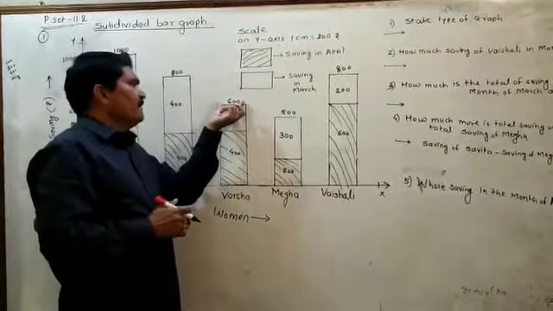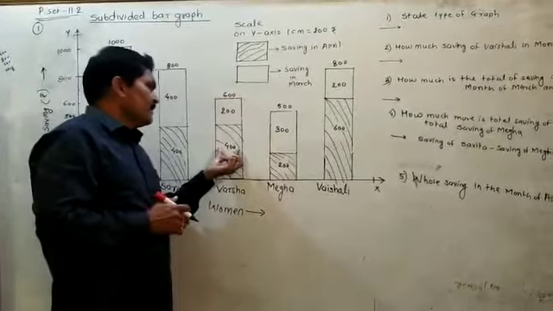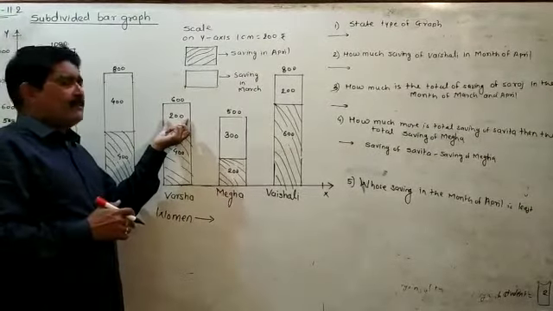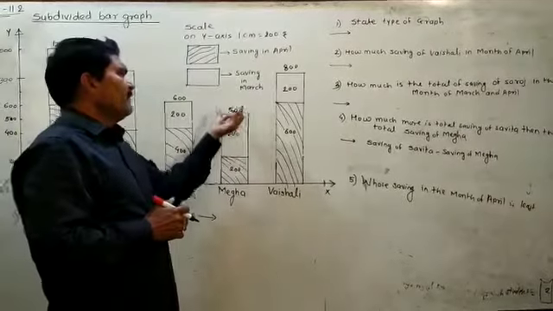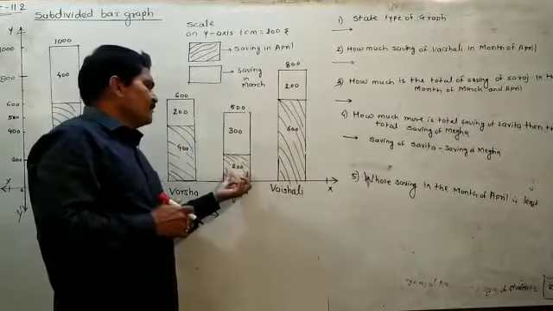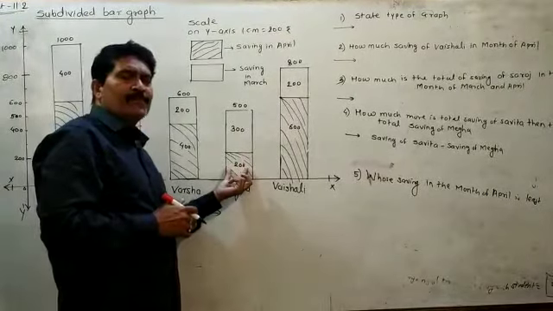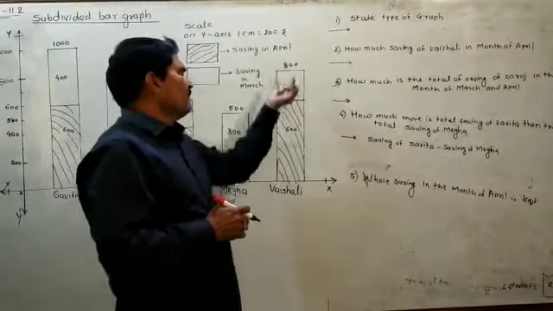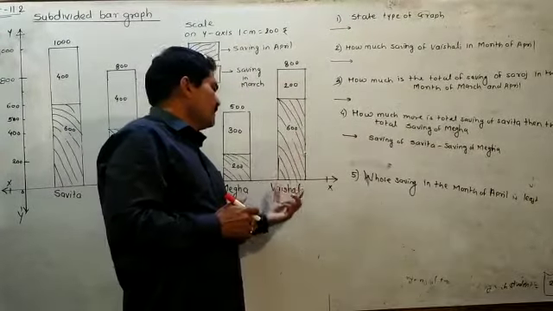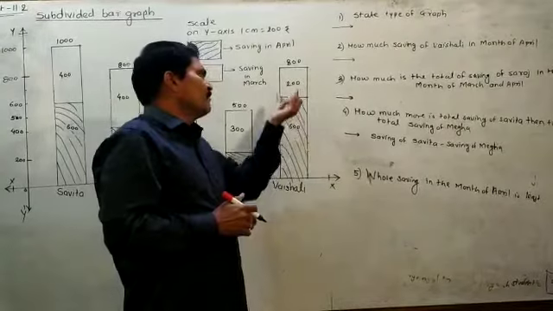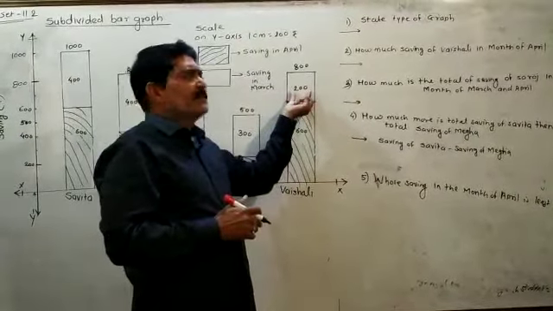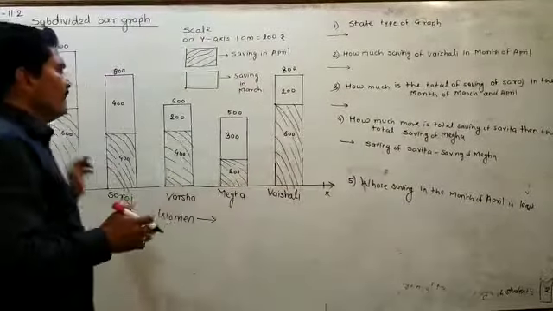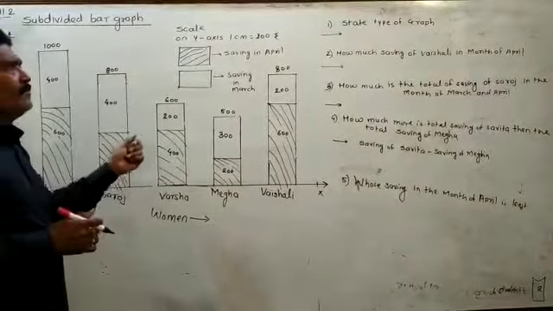Varsha's total saving of both months is 600 rupees. In April she saved 400 rupees and 200 rupees in March. Megha's total saving of both months is 500 rupees. 200 rupees she saved in April and 300 in March. Vaishali's total saving is 800 rupees. In April she saved 600 rupees and 200 rupees in March.